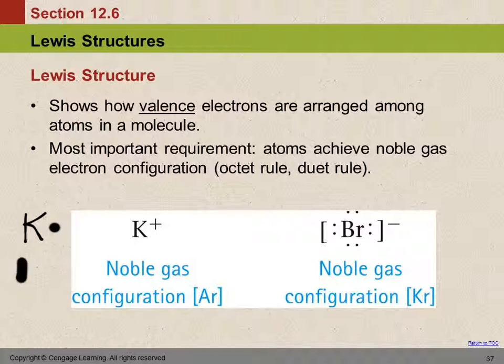19. Oops, not the fat one. It has 19 electrons. So when it loses 1, then it has 18 electrons. How many electrons does argon have? 18, right? Argon has 18 valence electrons.